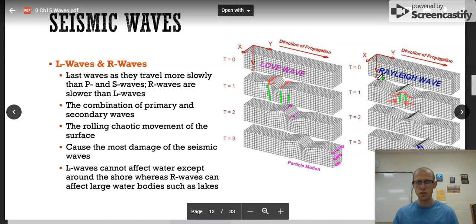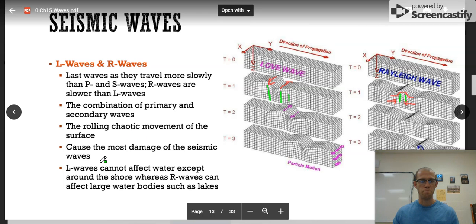So these are the two surface waves. Before, we had the transverse wave and the longitudinal compression wave. But these are the most dangerous, the most destructive, because they are surface waves. It's because they have that rolling chaotic movement.